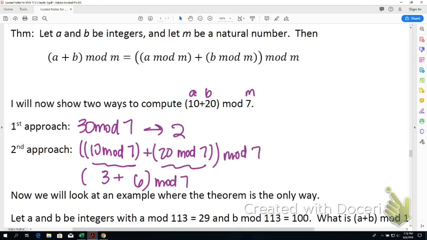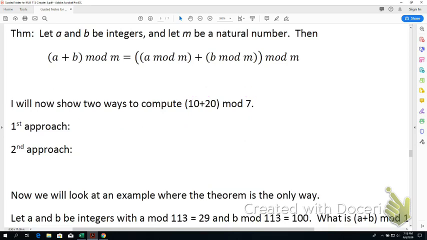So now let's add these numbers together, and we get that that's 9 mod 7. And then 9 divided by 7, what will be left over? It'll be 2. And we see, oh look, they're the same. So this theorem looks like it does work for this example. Okay, so let's see an example where we don't have this. What if we don't know a and b? Let's look at the next example that we have here.